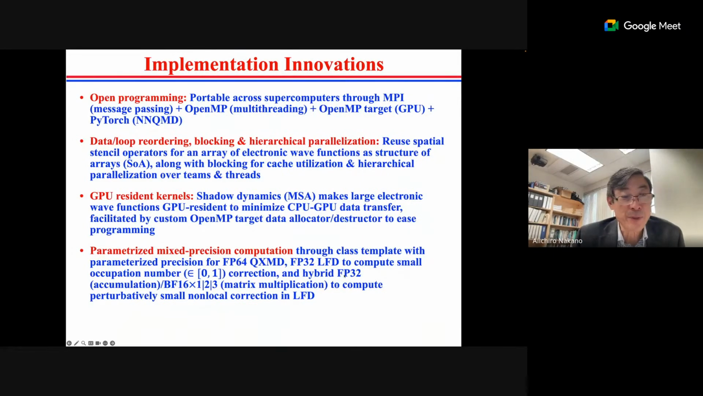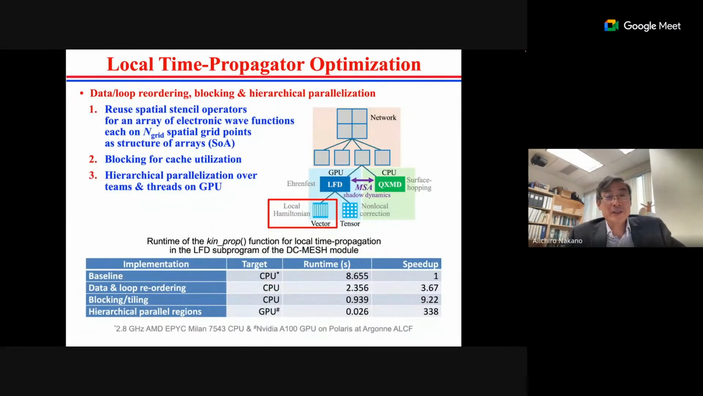And then hybrid FP32 accumulation, BF16, either 1, 2, 3, depending on the particular problem instance, matrix multiplication to compute perturbatively small non-local correction in LFD. So this is an example. The local Hamiltonian part, by using data and then loop reordering, data blocking and tiling, and then hierarchical team and then thread parallelization, we achieve like an order of magnitude speedup over the baseline.